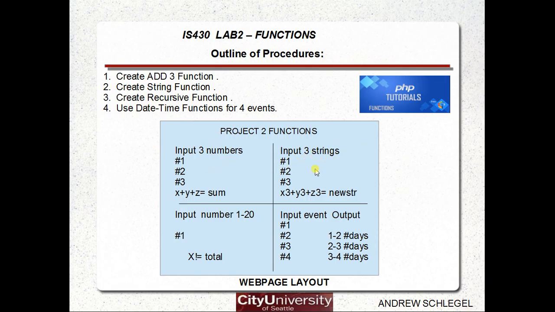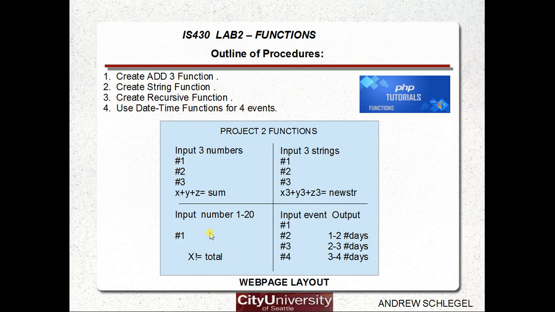Number 2 is you'll input 3 comma separated strings. So like oranges, apples, bananas. That'll be number 1. The user puts that in. Number 2, the user puts in another string. Number 3, the user puts in another string. And it pulls the third word out of the comma separated string and creates a new string and displays that to the web page.